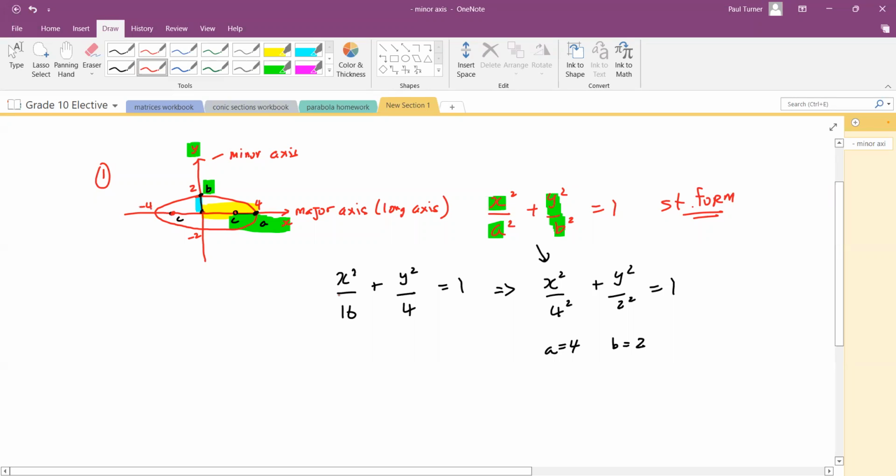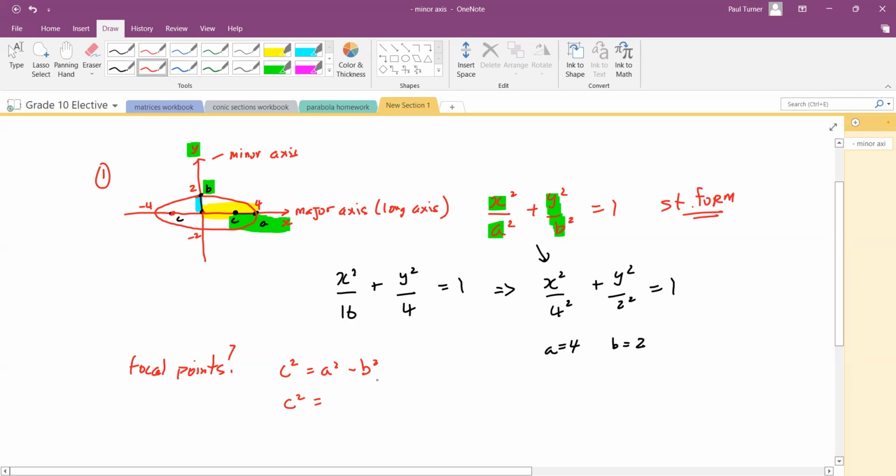And I may want to know now what are the focal points? So how do we get the focal points? There is a relationship between the focal point and A and B. So that C squared is A squared minus B squared. So this is one formula you'll need to remember for finding the focal points.